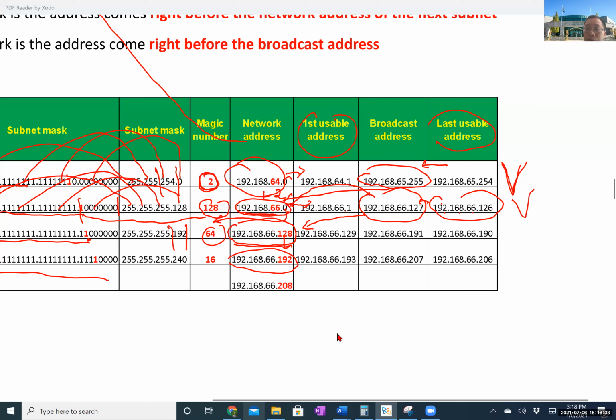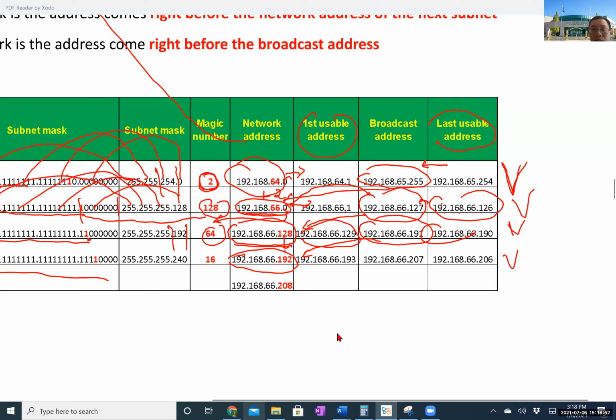Sorry, of the fourth one here, right? So the network address of the fourth one, so the broadcast address is the one that comes right before that. That's why you have the 91 here. And the first usable and last usable here. So now you're done with the third. Now we move to the fourth here.